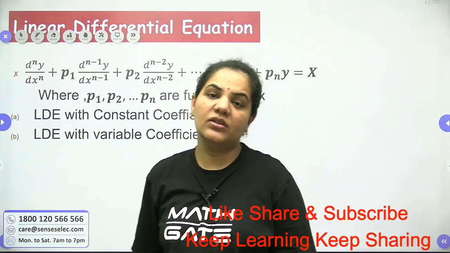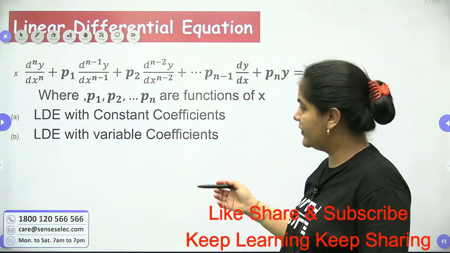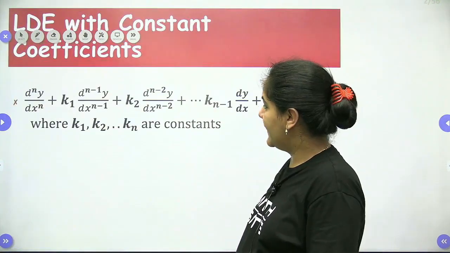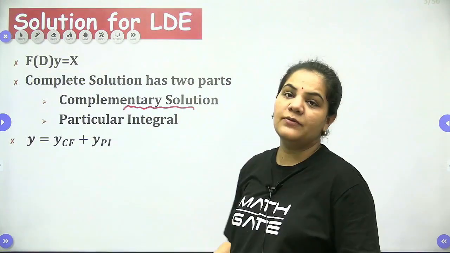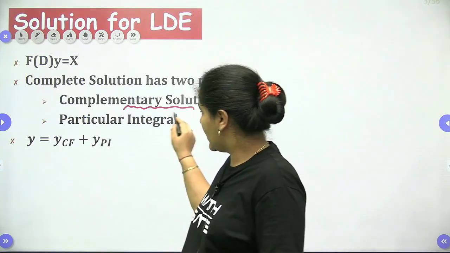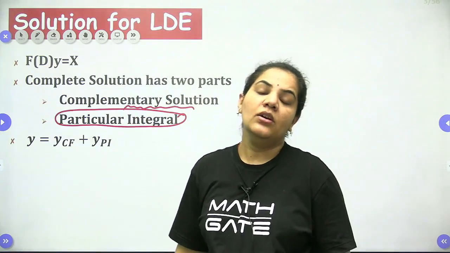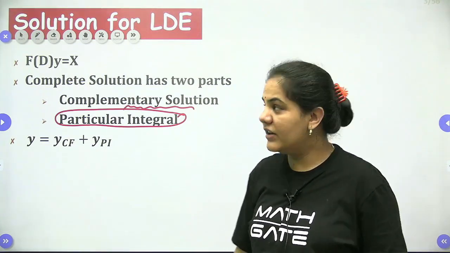We are going to have a discussion on linear differential equations, again with constant coefficients only. We were dealing with constant coefficients, right? For constant coefficients we were discussing the complementary function, or the complementary solution. Now we are going to start with the particular integral, that is PI. How do we have to find the PI, or the particular integral?